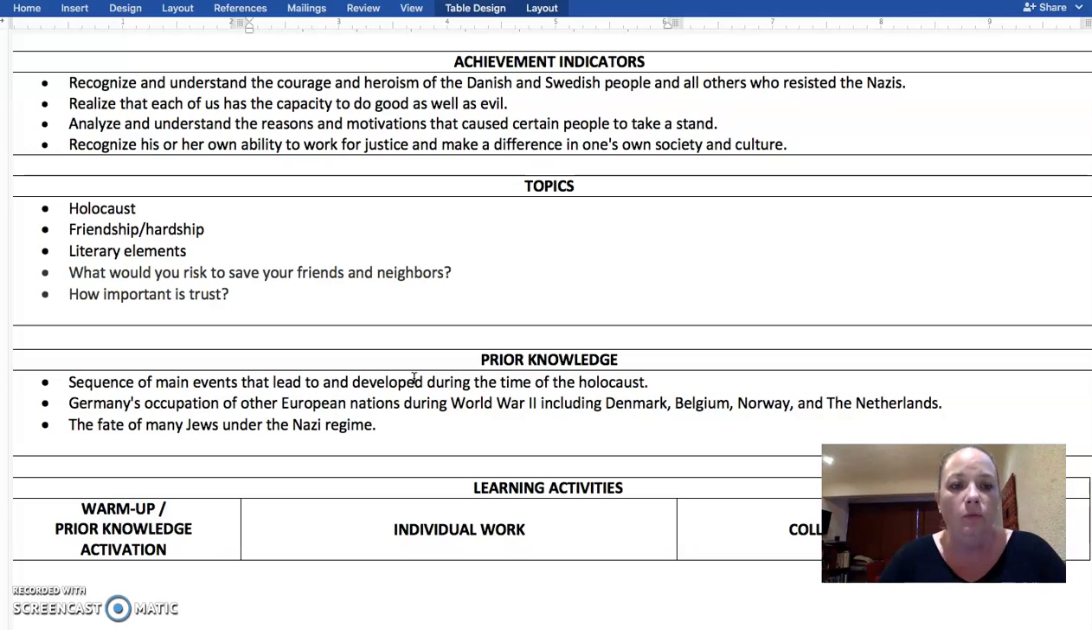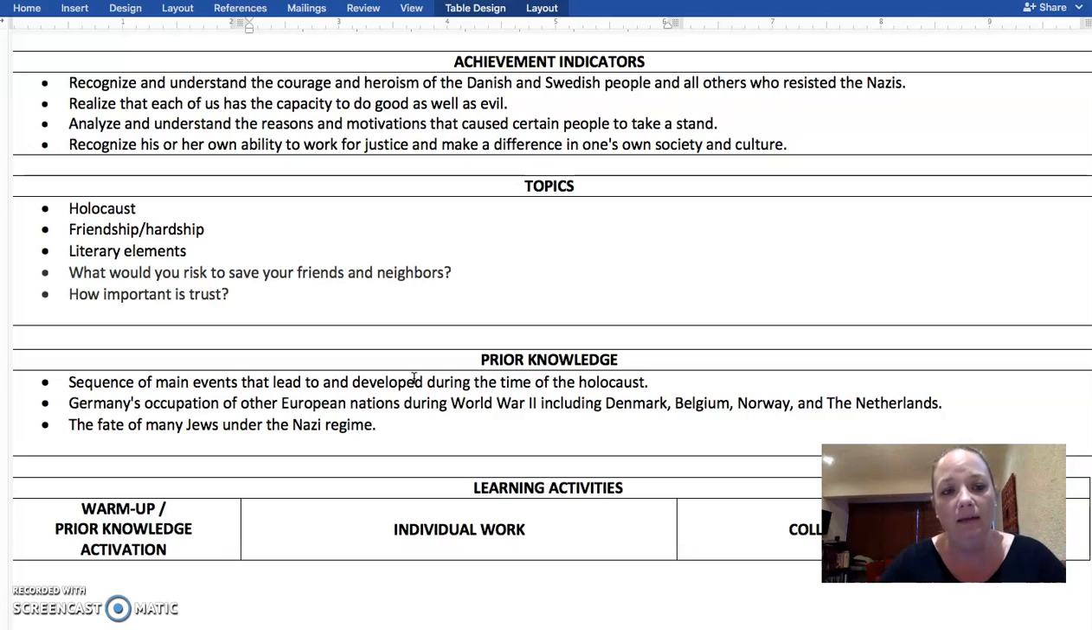It's also important that you recognize your ability to work for justice and make a difference in your own capacity on society and on culture. Those are some of the themes within the novel Number the Stars.